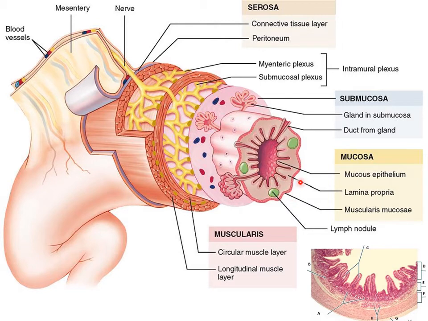And finally, there is the muscularis mucosa. Muscularis mucosa is two or three layers of smooth muscle cells. So the inner layer, the tunica mucosa, is composed of the mucous epithelium, lamina propria, and muscularis mucosa. The next layer is the tunica submucosa.